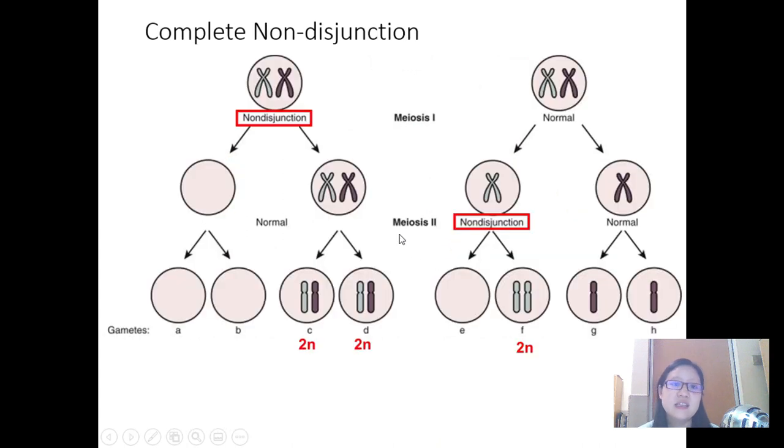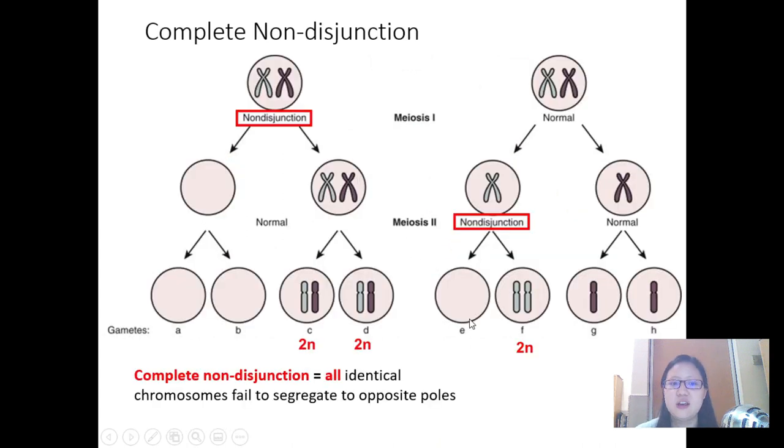However, in plants, there is complete non-disjunction. It means all identical chromosomes fail to segregate to opposite poles. All of the homologous chromosomes fail to segregate at everything. So you realize here, because all the chromosomes fail to separate, this results in 2N gametes, diploid gametes, and gametes with nothing at all. It could happen in meiosis 2 as well, causing the sister chromatids to not segregate, and therefore a diploid number here as well.